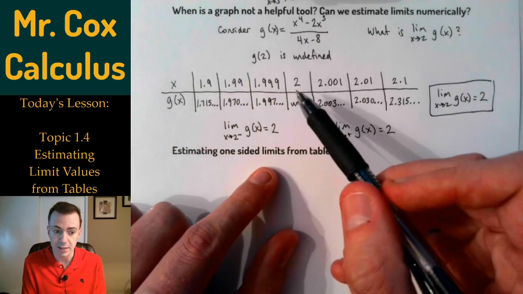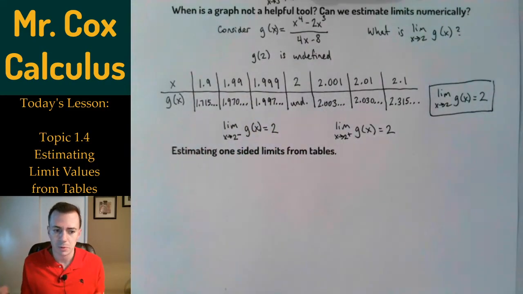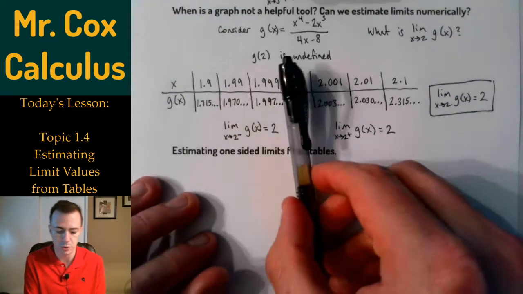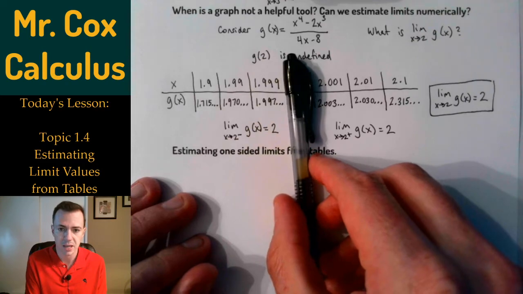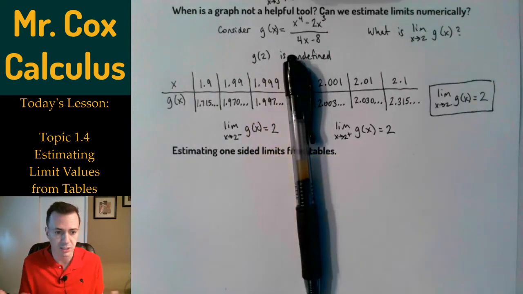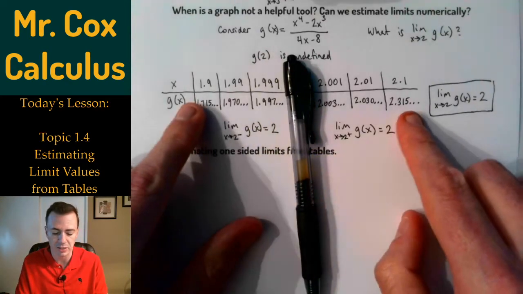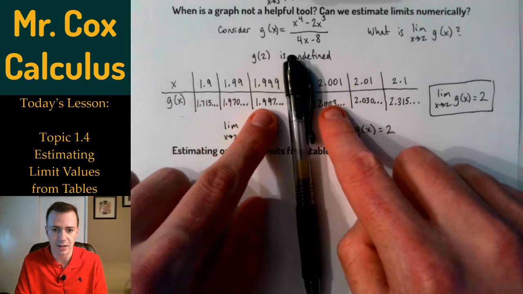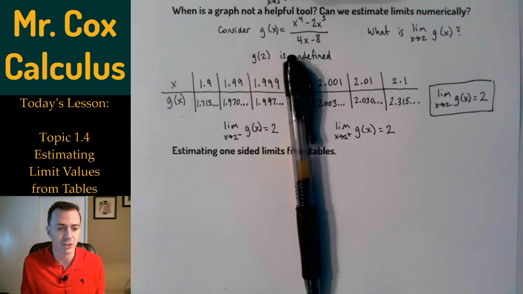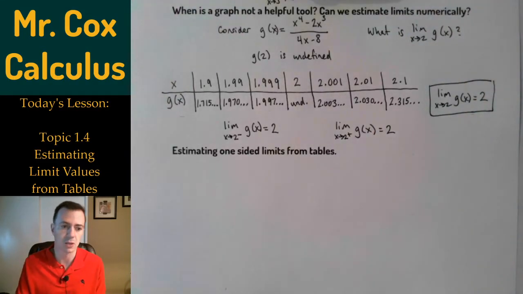Keep in mind, at 2, my function's undefined. But when we talk about limits, we don't really care about what happens at x equals 2. In fact, we can just cover it up to be able to see what's happening from a limit standpoint. And you can see that as I close in from either direction, my function is approaching the value 2, and that's what makes that particular limit statement true.